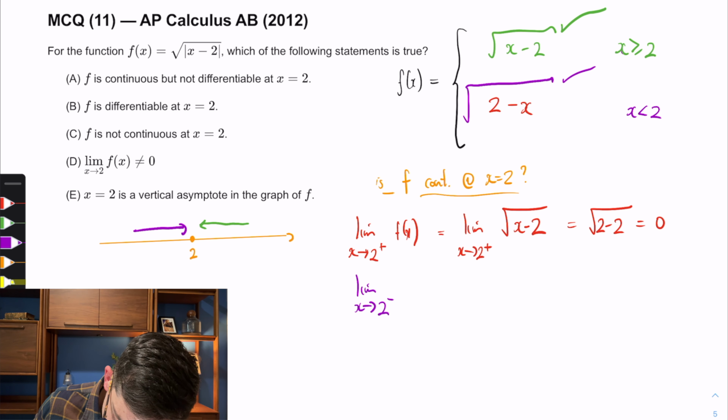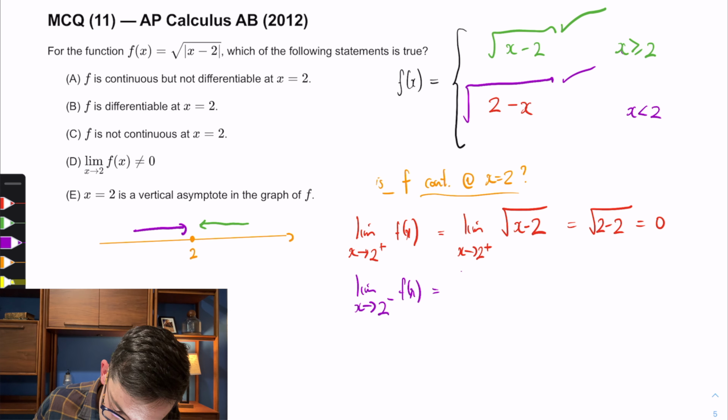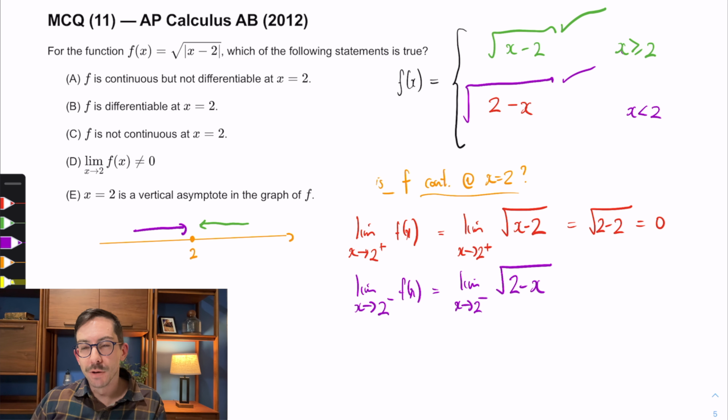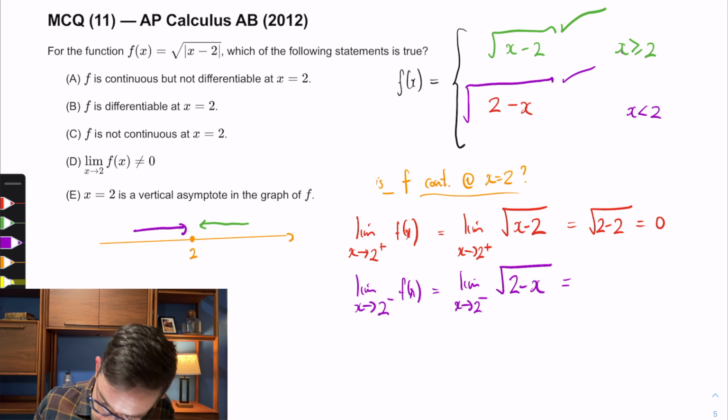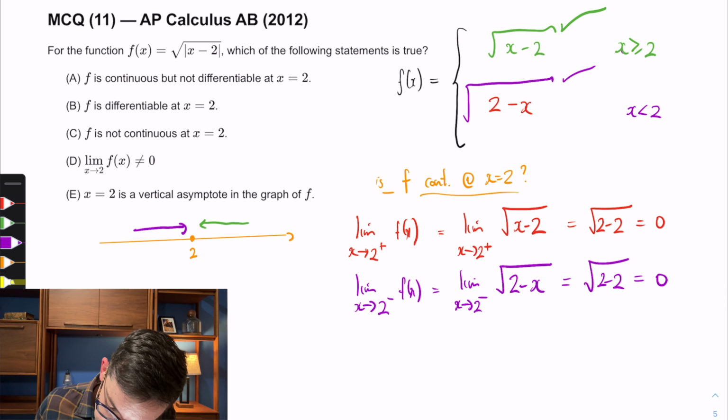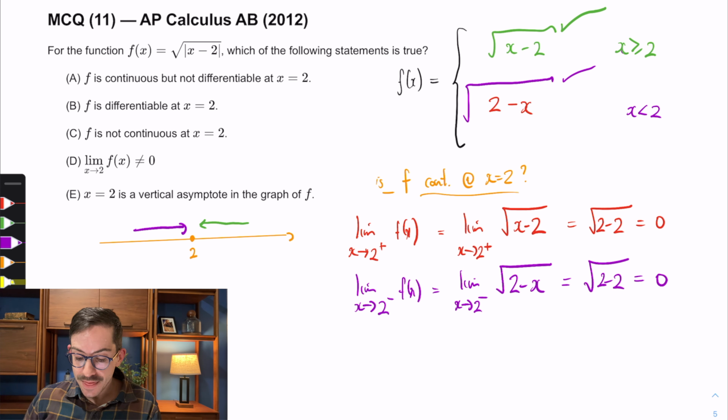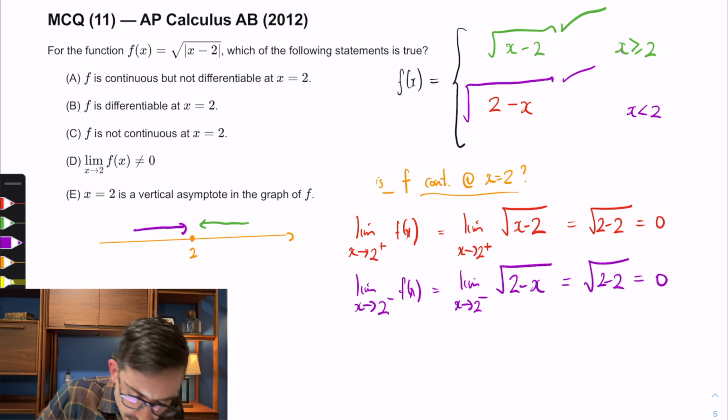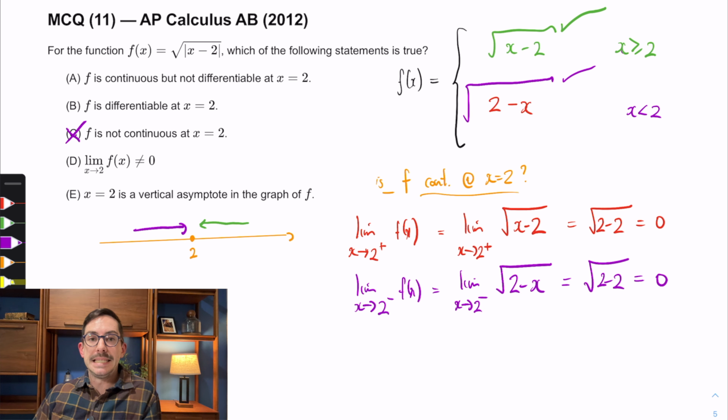When we approach 2 from the left, it's that second rule that is deciding what the function is doing. In this case, square root of 2 minus x. Well, as x gets closer and closer to 2, this also gets closer and closer to 0. So indeed, this function is continuous at x equals 2, and the value it appears to take there is 0. So we know that we are continuous. Well, okay, we don't quite know the answer, but we do know that answer C is not correct because we just showed that the function is continuous.